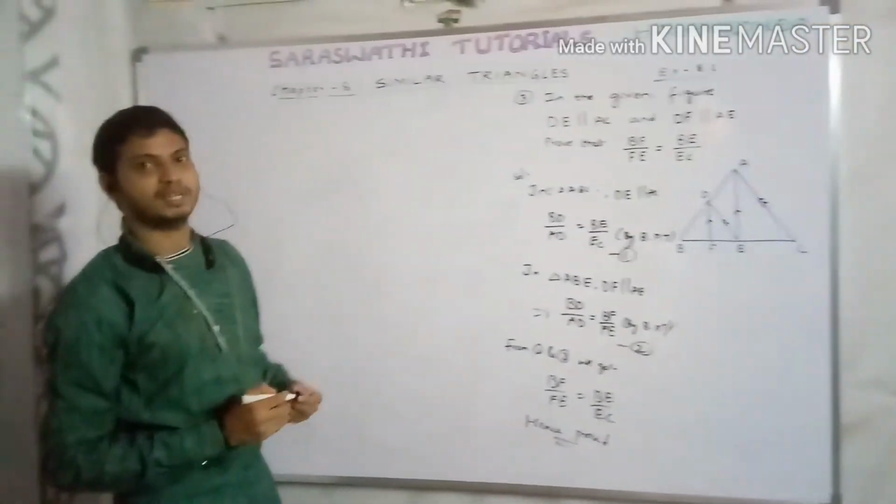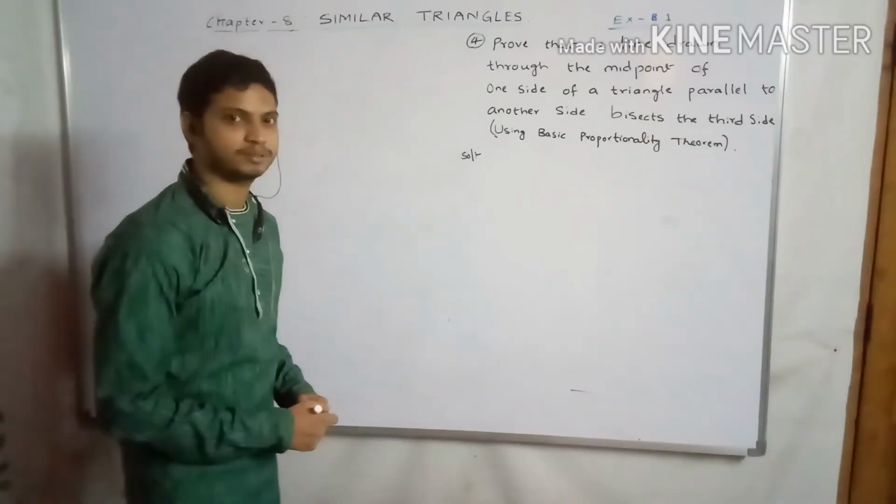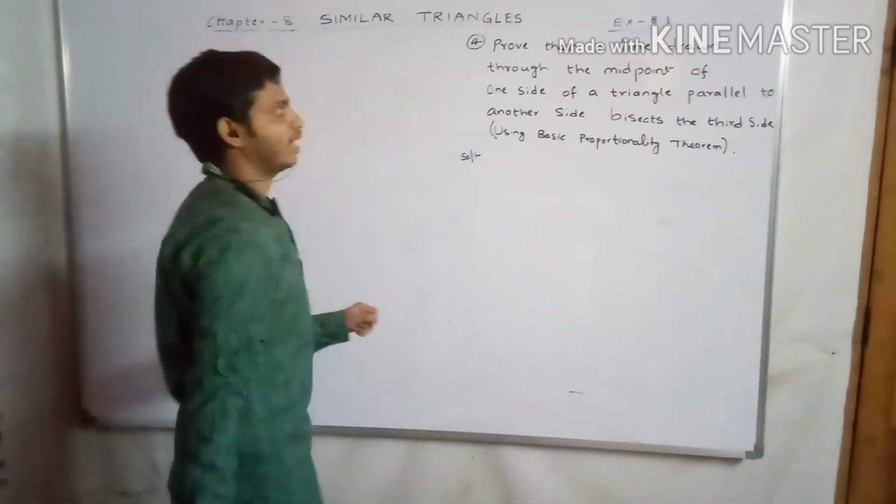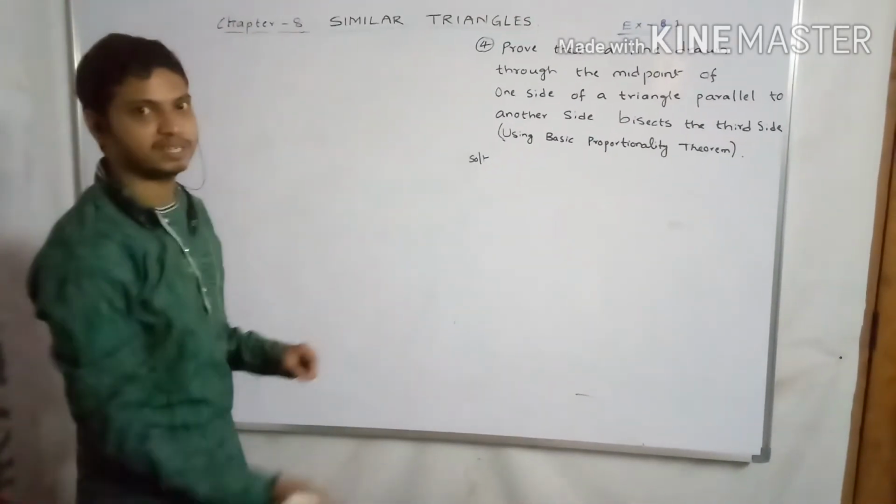Okay, we shall discuss the next question. The next question is: prove that a line drawn through the midpoint of one side of a triangle parallel to another side bisects the third side.